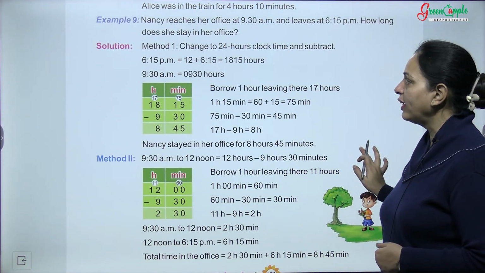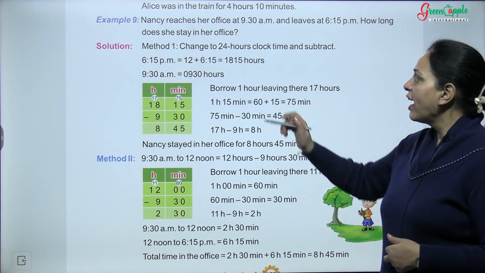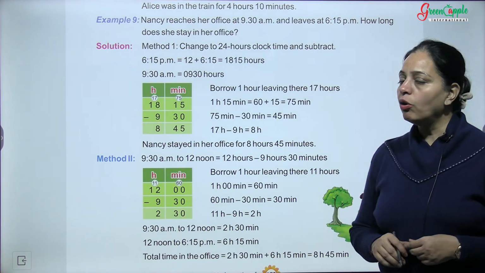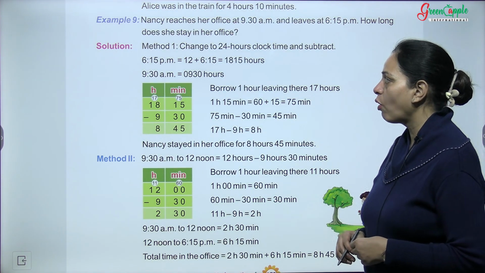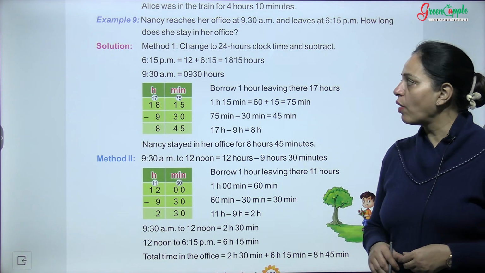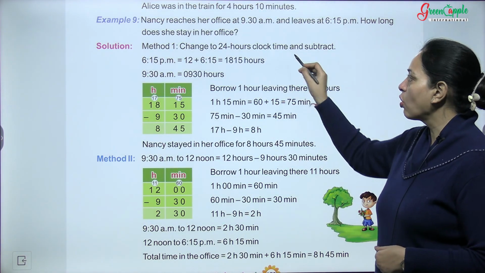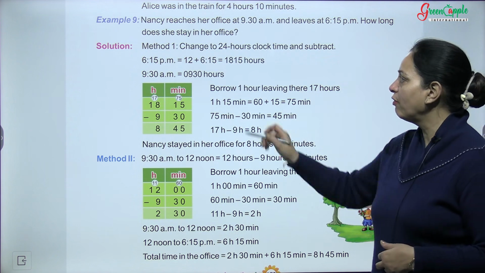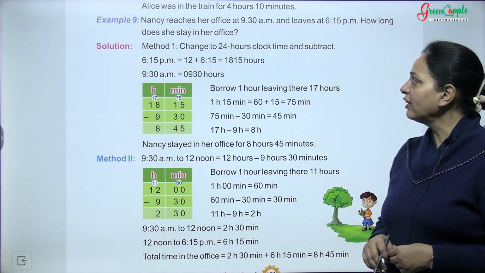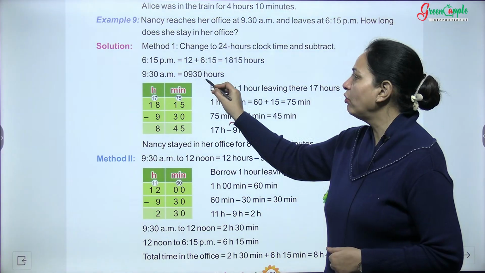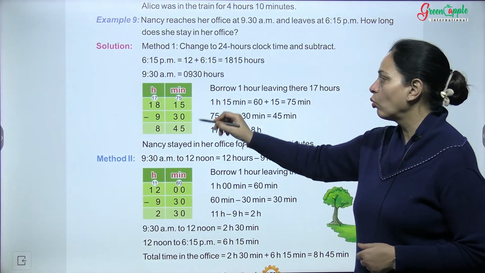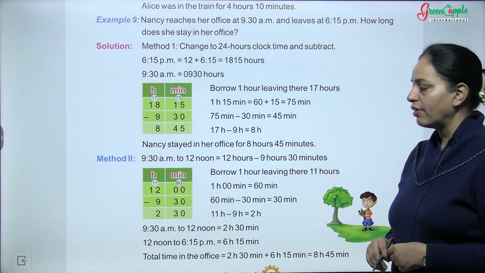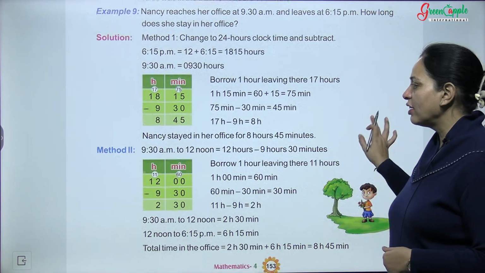Now example 9. Nancy reaches her office at 9:30 a.m. and leaves at 6:15 p.m. How long does she stay in her office? So now method 1: change to 24-hour clock time and subtract. Like 6:15 p.m. means 15 hours, and 9:30 a.m. means 0930 hours. So we will subtract both of them. So this is the answer, right? So I hope this is clear to you.